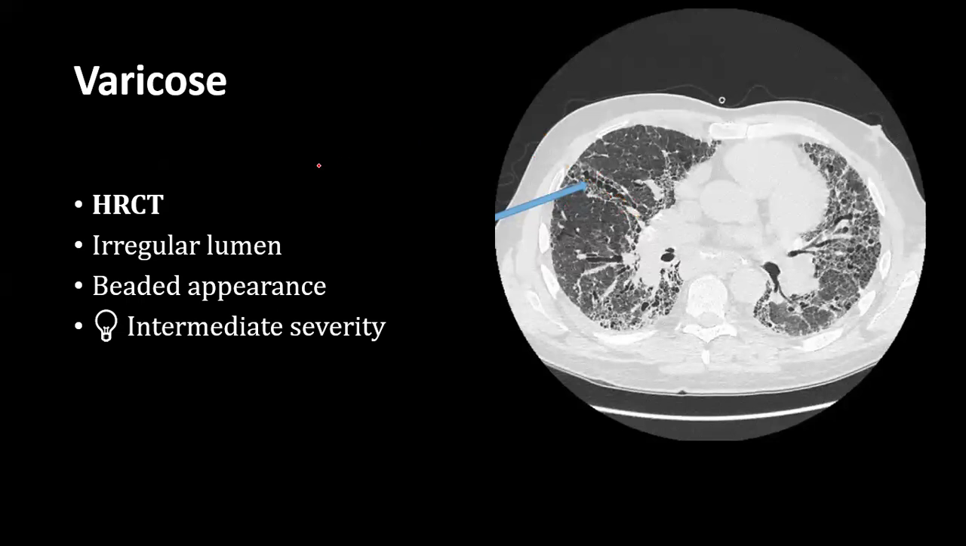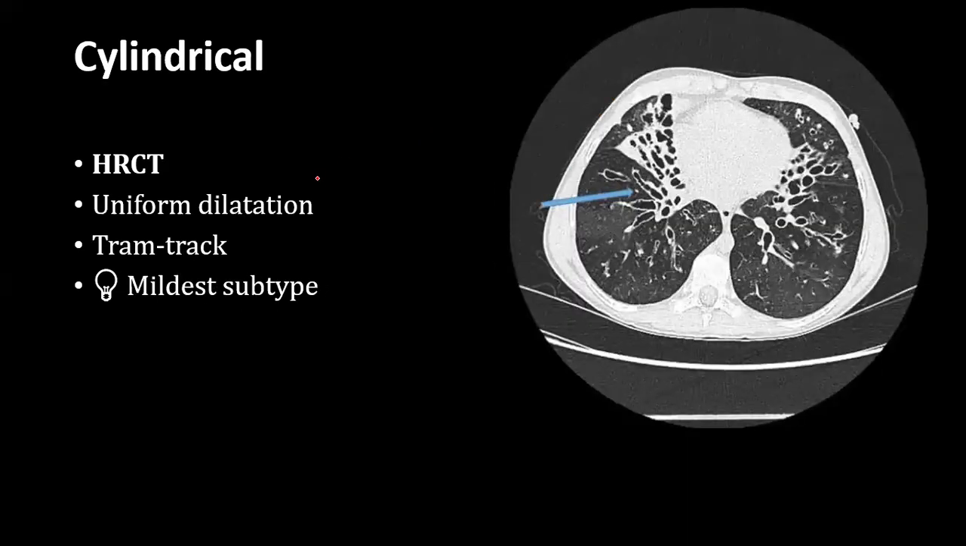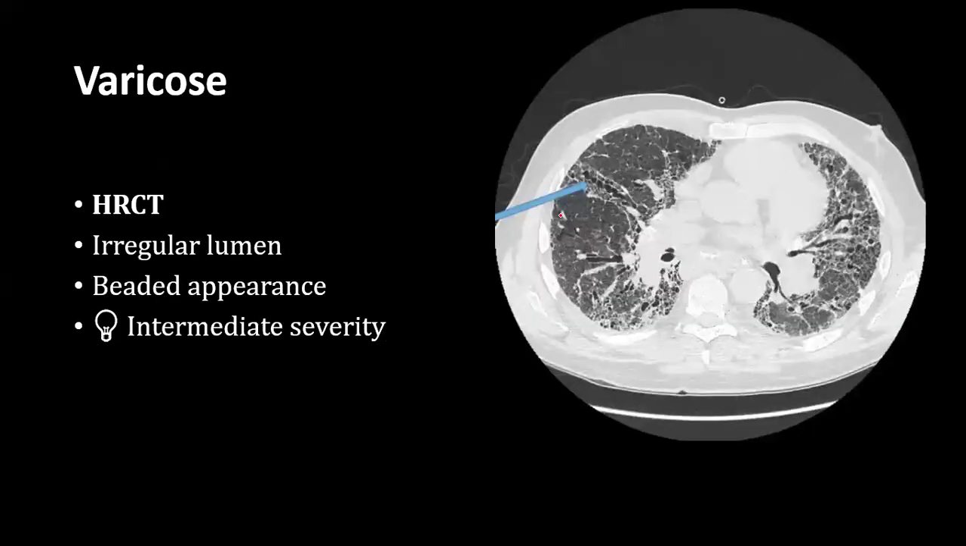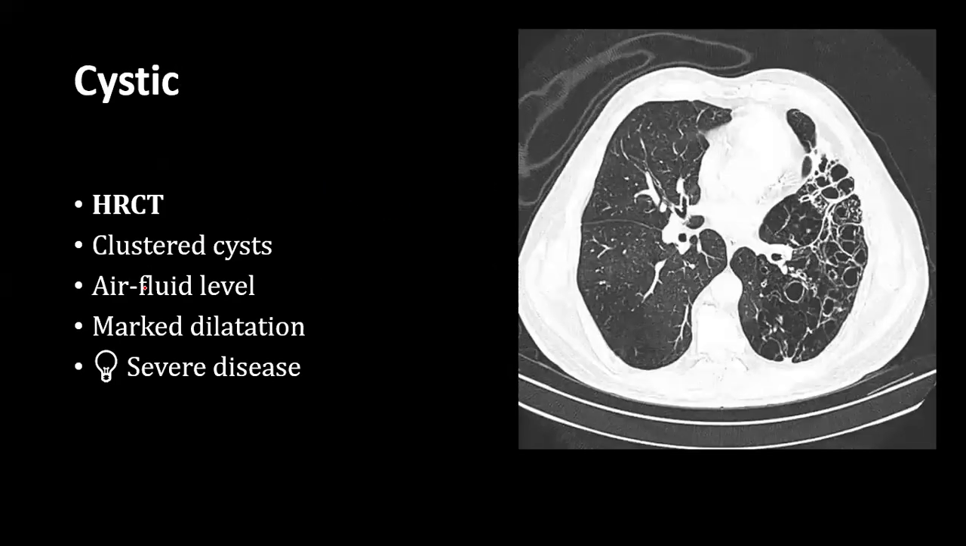the bronchi. Previously, you must remember that its lumen is very much irregular. However, it's an irregular beaded appearance, and it is intermediate severity. And this is cystic bronchiectasis, in which you can see that there are multiple clustered cyst-like structures. So it is basically communicating. So it's not a cyst. In fact, it's a bronchiectasis of cystic type. And sometimes air fluid levels can also be seen, and marked dilatation is very much severe disease, right?